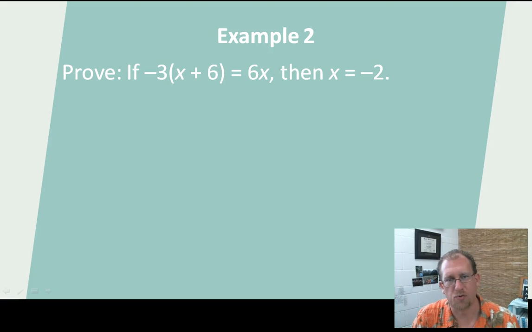So let's do one of these proofs. If negative 3 times x plus 6 equals 6x, then x equals negative 2. We're given this statement, and we're going to try to prove that this is the answer. Okay, now this is an algebraic proof. This is not geometry yet, but we're going to be learning how these proofs work, and then we're going to apply them to geometry. You've probably already done some of these in your algebra classes. We're just going to be reviewing this logical formula and applying it to geometry in a moment.